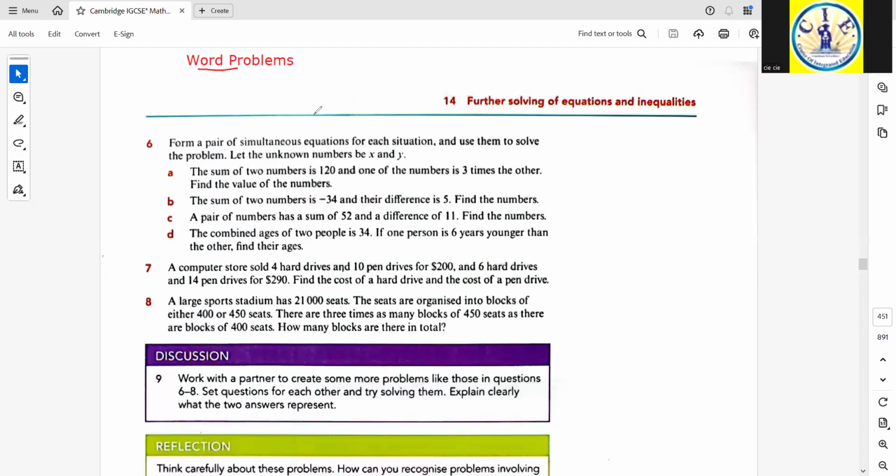Word problems related to simultaneous linear equations. Question number 6. Form a pair of simultaneous equations for each situation and use them to solve the problem. So in this question, we need to do two things. That means forming an equation and then solving the equations using any appropriate method, whether the elimination method or the substitution method.